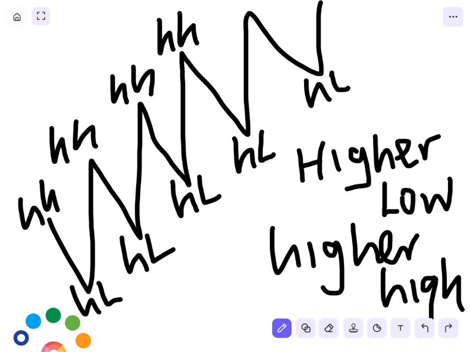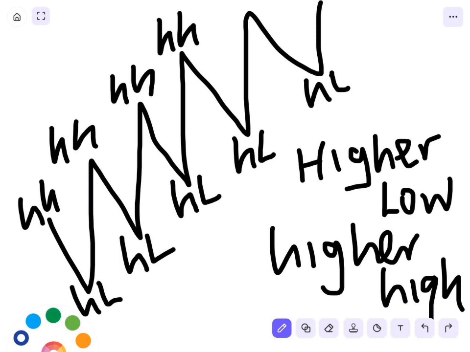In an uptrend, we all know the structure of the market is called higher lows and higher highs. You get it? So, HH means higher high, while HL means higher low. So, when you see the market making this formation, then you know that the market is forming what they call an uptrend. It's making higher highs, higher lows, higher highs, higher lows. The market is pushing to the upside.